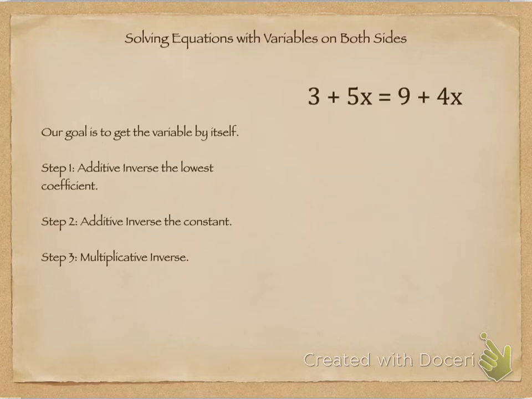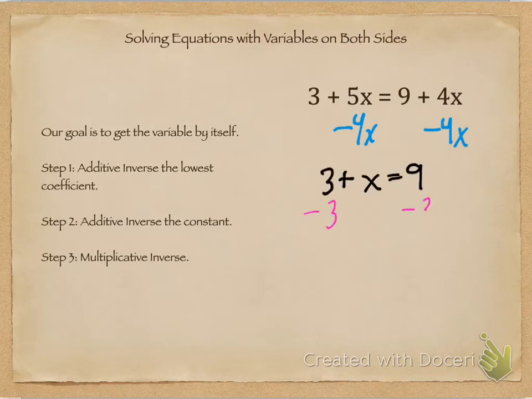Let's try another. Here we have a 5x on the left side and a 4x on the right side. Again, we're going to subtract the lowest coefficient. That would be 4x. So instead of add 4x, we're going to subtract 4x from both sides. 5x minus 4x equals x. And then additive inverse. And again, the x is now by itself. Divided by 1 will still equal x equals 6.